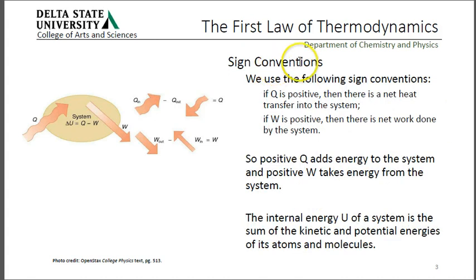Okay, so sign conventions here. If Q is positive, then there is net heat transfer into the system. If W is positive, then there's net work done by the system. It's very important that you understand that that is by the system, not work done on the system. Work done on the system is negative. Work done by the system is positive. Heat flowing into the system is positive. Heat flowing out of the system is negative. Those are important sign conventions to keep in mind whenever you're trying to solve problems and understand how we're stating thermodynamics here.